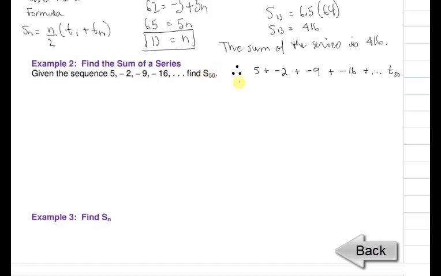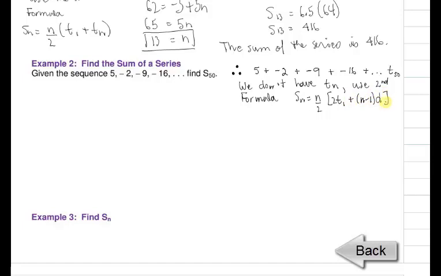So in this example, we don't have t subscript n. That means we're going to use the second formula, which is S subscript n equals n over 2 times 2 times t1 plus n minus 1 times d.